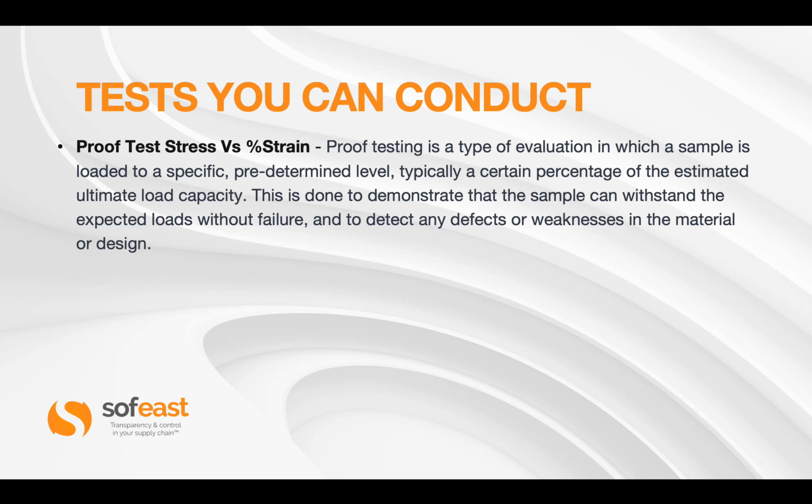The last one we're going to be looking at from a test that you conduct is the proof test, stress versus strain. Proof testing is a type of evaluation in which a sample is loaded to a specific predetermined level, typically a certain percentage of the estimated ultimate load capacity. This is done to demonstrate that the sample can withstand the expected loads without failure, and to detect any defects or weaknesses in the material or design. Again, this is really good to test for production samples to ensure that you've got continuity or consistency in your production process.